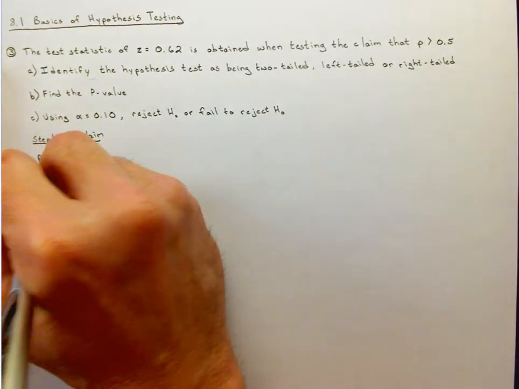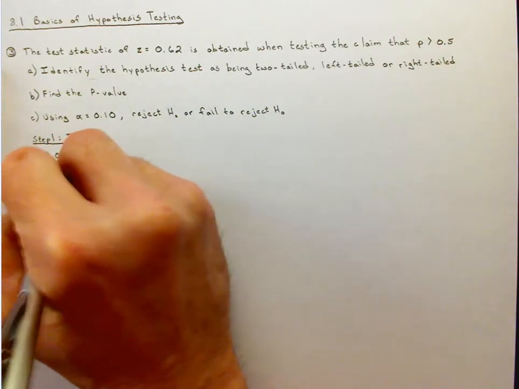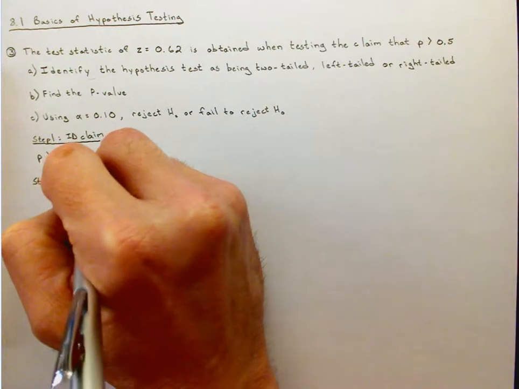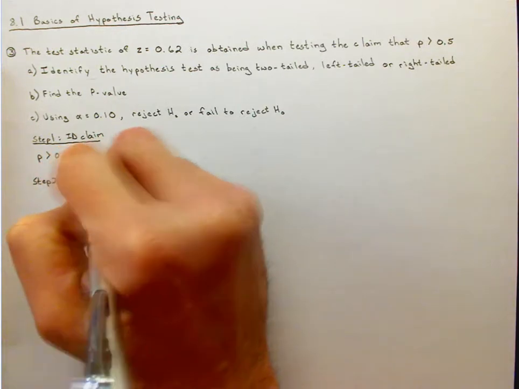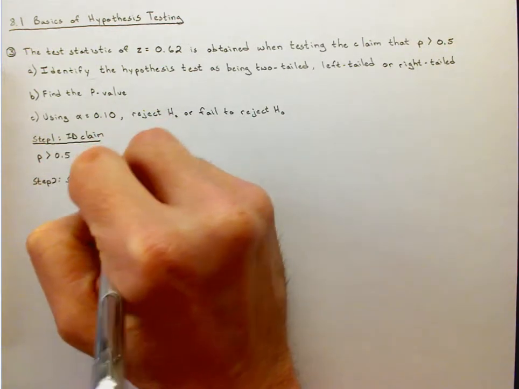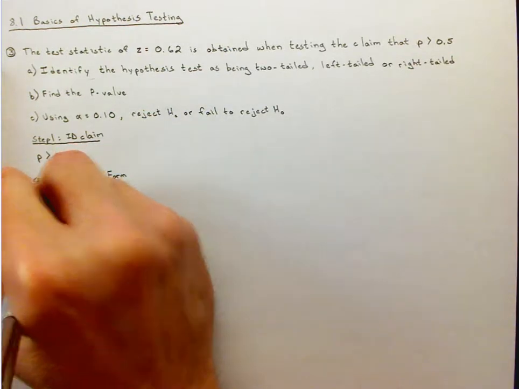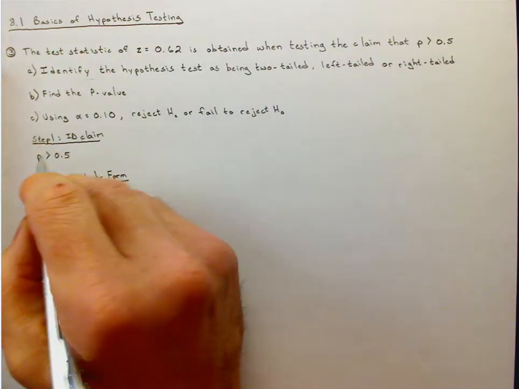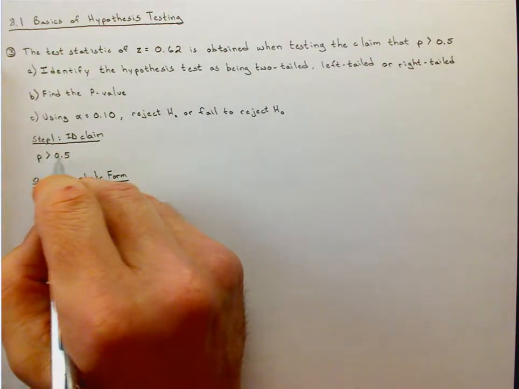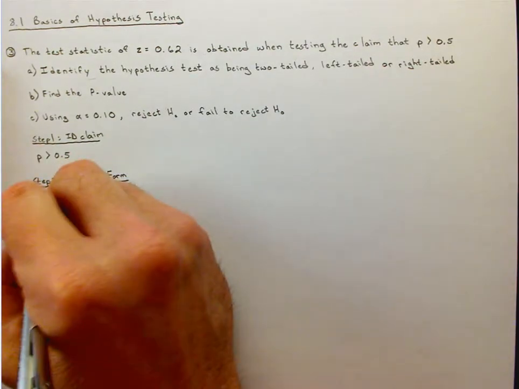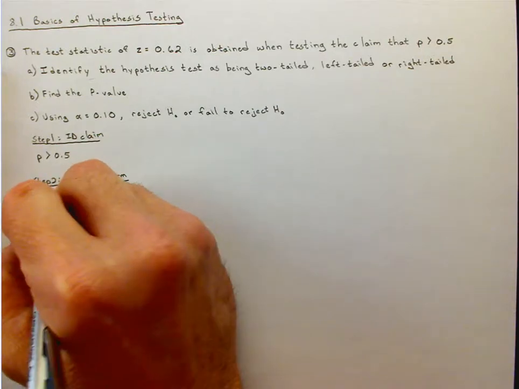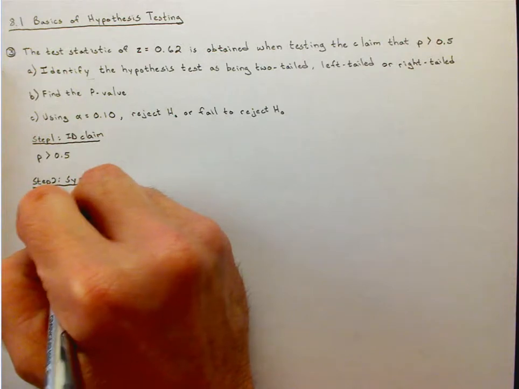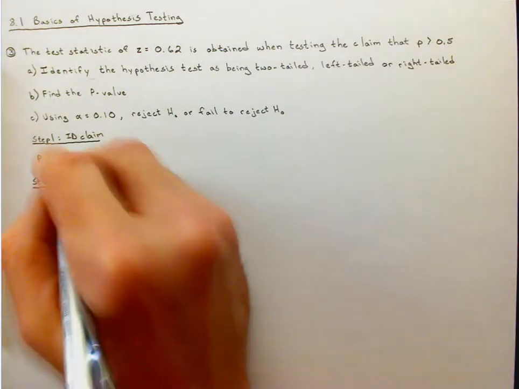And step 2 is going to be writing in symbolic form. So this is what our original claim says. P is greater than 0.5. So what is the opposite? What contains everything else? Less than or equal to 0.5. I've accounted for 100% of my data now by doing that.